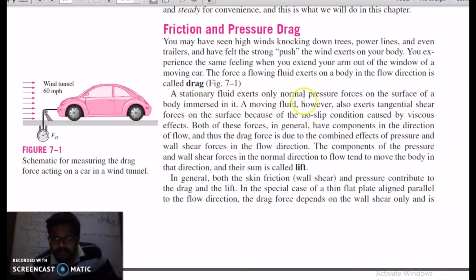A stationary fluid exerts only normal pressure force on the surface of a body immersed in it. A moving fluid, however, also exerts tangential shear force on the surface because of the no-slip condition caused by viscous effects. Both of these forces in general have a component in the direction of flow, and thus the drag force is due to the combined effect of pressure and shear forces in the flow direction. The components of the pressure and wall shear force in the direction normal to the flow tend to move the body in that direction, and their sum is called lift.